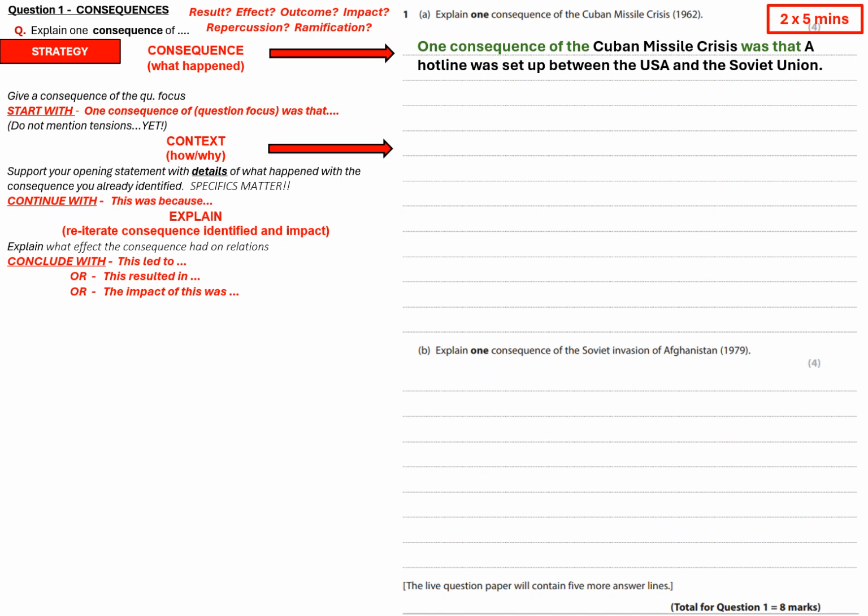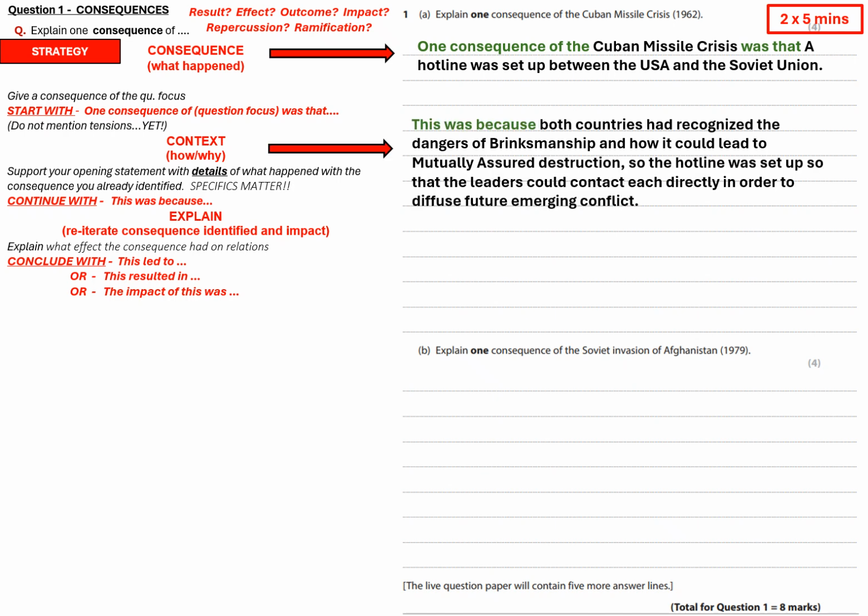What's the context of this? This was because both countries had recognized the dangers of brinksmanship and how it could lead to mutually assured destruction. So the hotline was set up so that the leaders could contact each other directly in order to defuse future emerging conflict. And now I want to finish this with a conclusion, or a final sentence to sum up what the impact of this was on the relations. Did the relations get better or worse between the two?